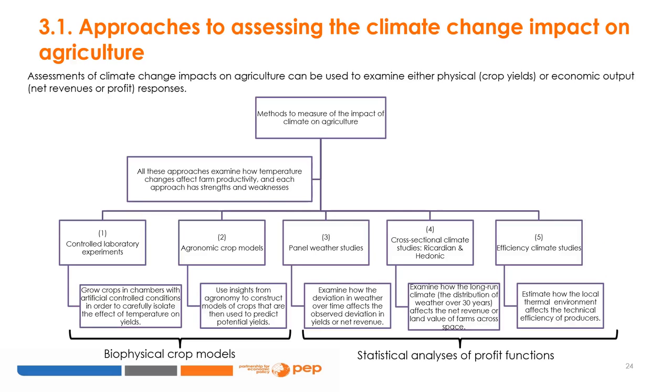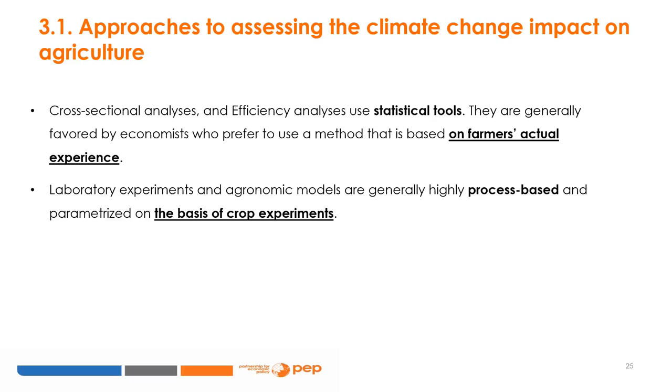Assessments of climate change impacts on agriculture can be used to examine either physical responses, crop yields, or economic responses, net revenues or profit. Panel data, cross-sectional, and efficiency analyses use statistical tools to estimate relationships between weather or climate and agricultural output. They are generally favored by economists who prefer to use a method that is based on a farmer's actual experience.